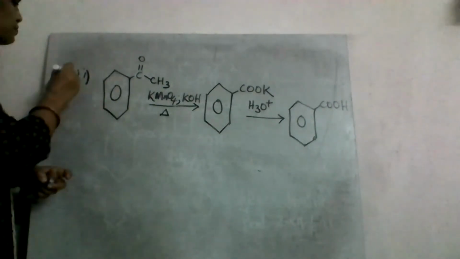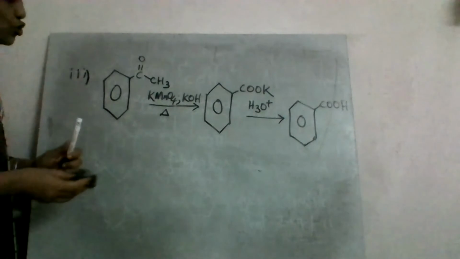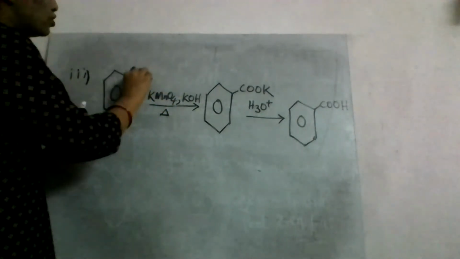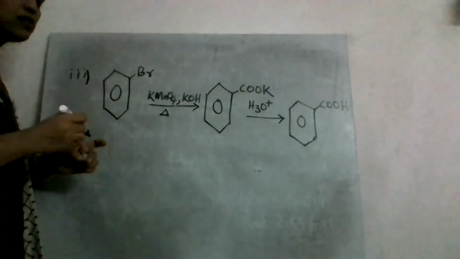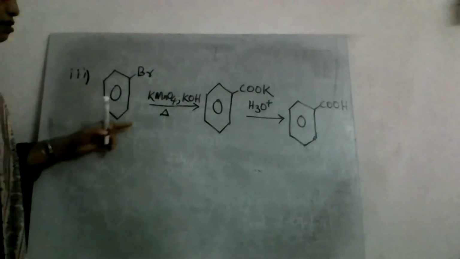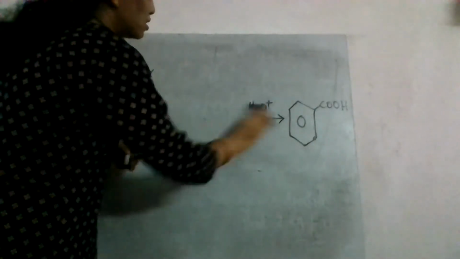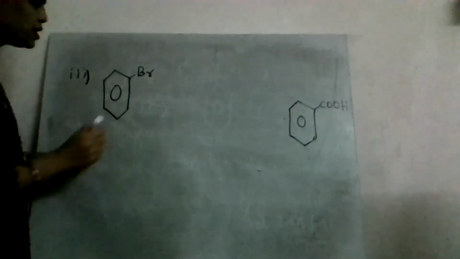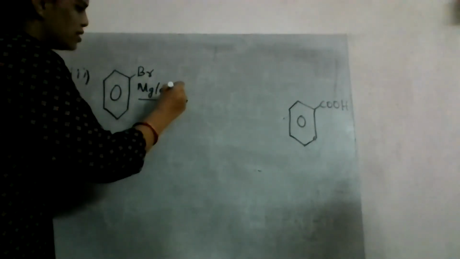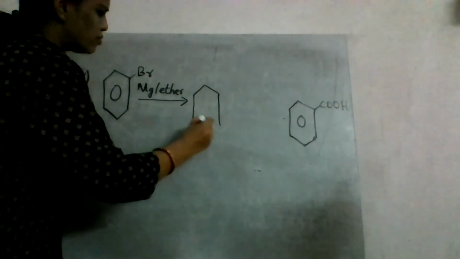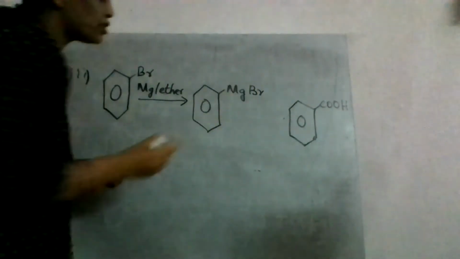The third question is, you have to convert bromobenzene to benzoic acid. So bromobenzene, you will take C6H5Br. C6H5Br on treatment with magnesium in presence of ether results in giving you Grignard's reagent there. So it forms C6H5MgBr. So this is your Grignard's reagent.